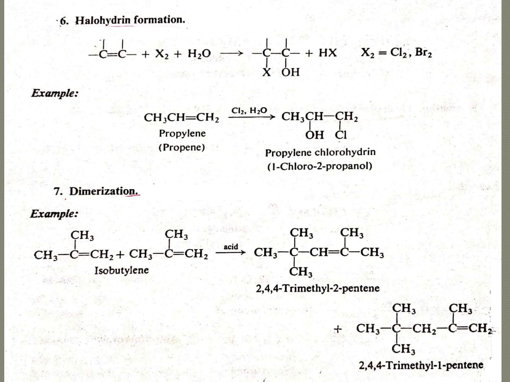And the next one is the dimerization reaction. Dimer means two molecules of the same component combined. Here you can see the example. Two molecules of isobutylene are combined together to form a dimer, that is 2,4,4-trimethyl-2-pentene. These two monomers attach together to form a dimer, that is the dimerization reaction. Two products are possible. This is also an example of electrophilic addition.